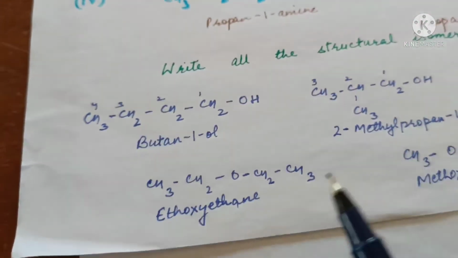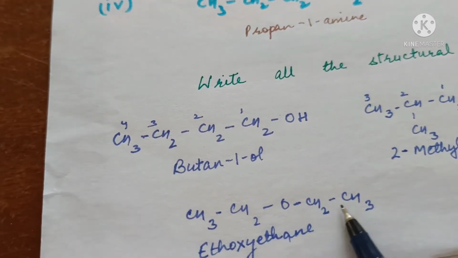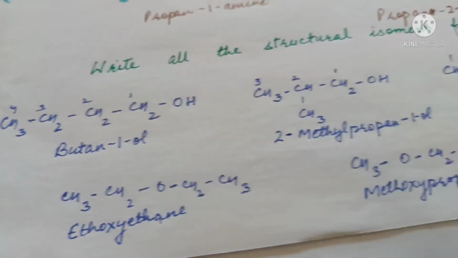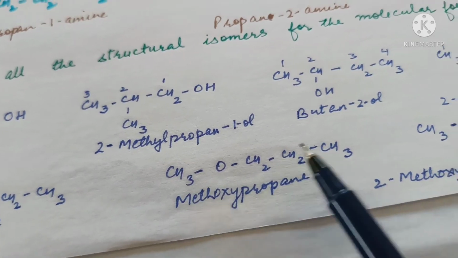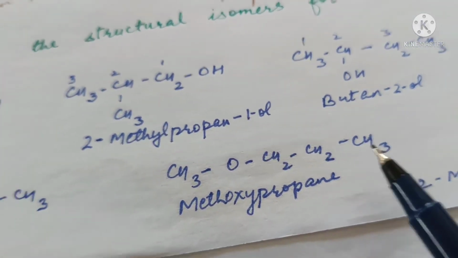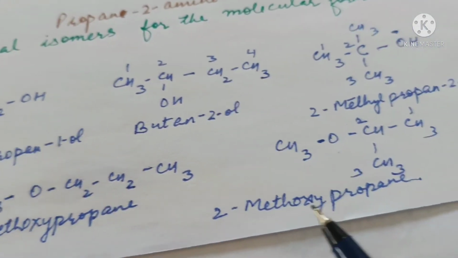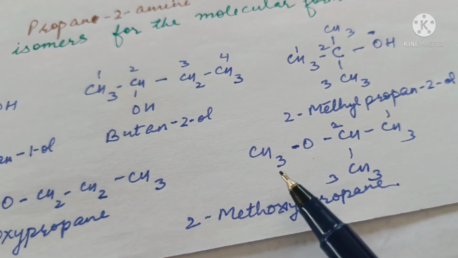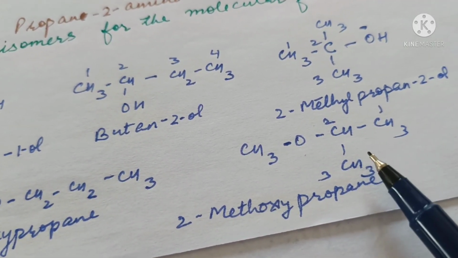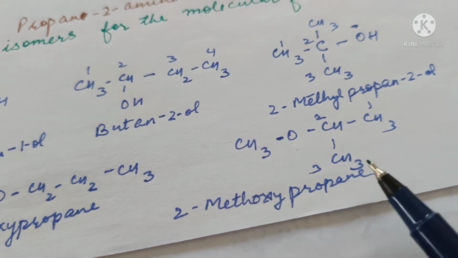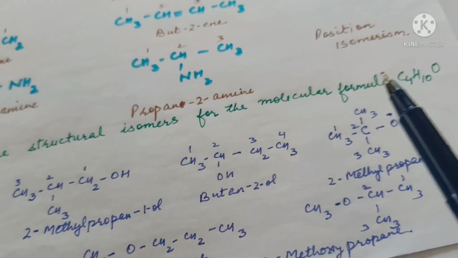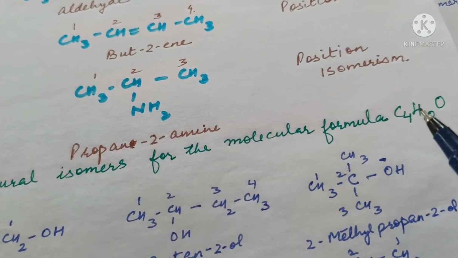Then ethers, we can have 2 ethyl groups on either side. This is ethoxyethane. We can have a methyl group on one side and a propyl group on the other side. This is methoxypropane. We can also have a methyl group on one side and an isopropyl group on the other side. This is 2-methoxypropane. So these are the different possible structural isomers for C4H10O.